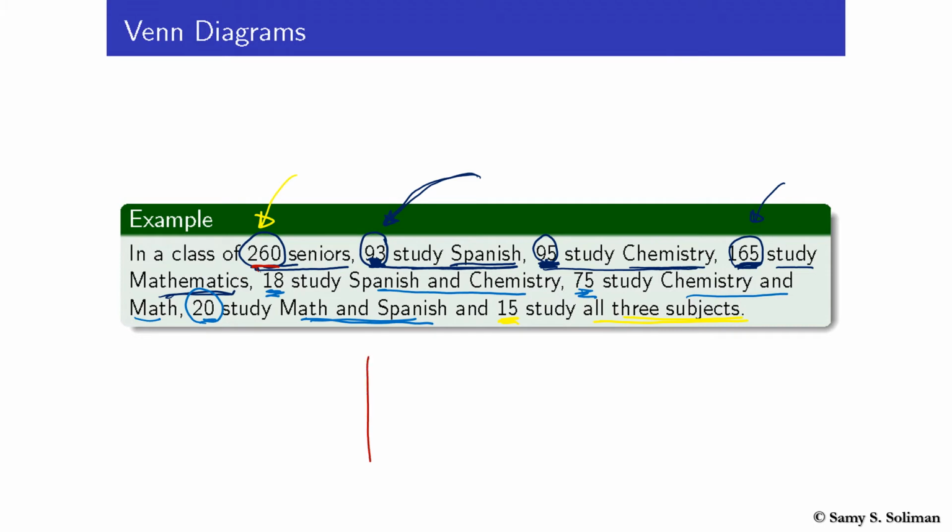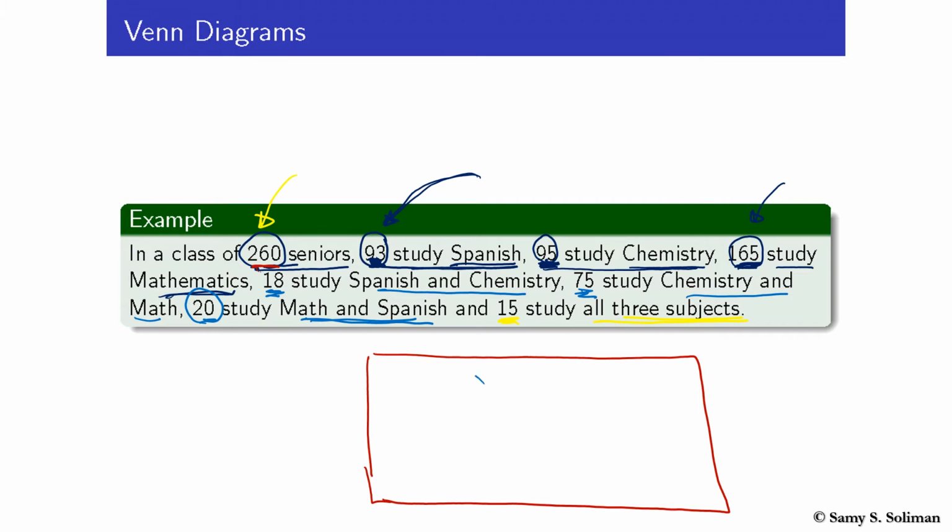So let's assume that we have that box representing the overall number of students, the 260 students, or in this case our sample space. So we can consider that we are having an experiment in which we choose a student from those 260 seniors, and this student can be either studying Spanish only, chemistry only, mathematics only, or any pair of the three subjects, or the three subjects at the same time. So let's assume that this box represents the sample space.